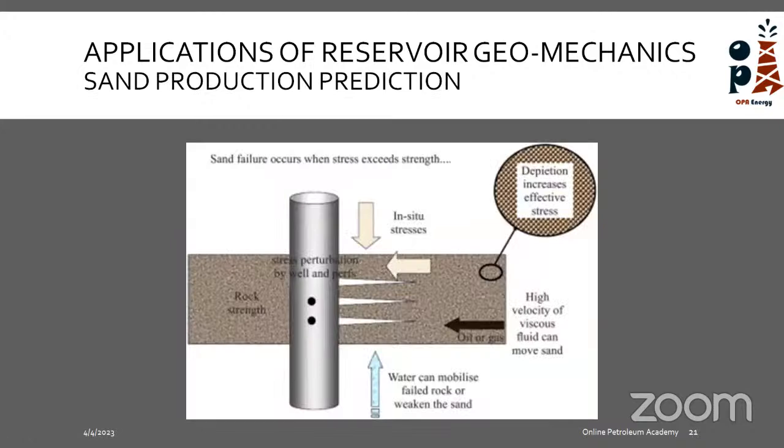Another application is production prediction. While completing the well, you have to make sure that the production conditions for the rock are optimized so that you do not produce sand. Sand can cause many problems to your well. But how does the rock fail? Sand production occurs through two or three phenomena. The first is mechanical failure of the rock, because it cannot bear the stresses acting on it.